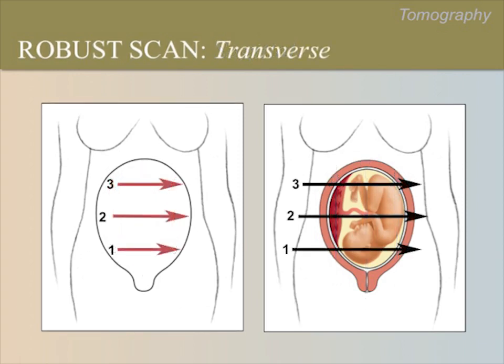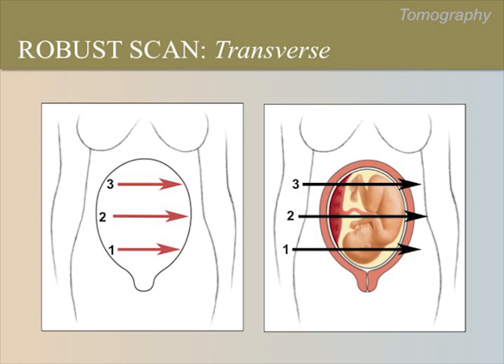Next, take 3 transverse scans, scanning from the maternal right to maternal left. The first is just above the symphysis in the lower abdomen, the second in the mid-abdomen, or mid-uterus, and the third across the upper portion of the uterus. This will be in the upper abdomen in the 3rd trimester of pregnancy. For these scans, where should your orientation marker on the transducer be? The answer is towards the mother's right side.